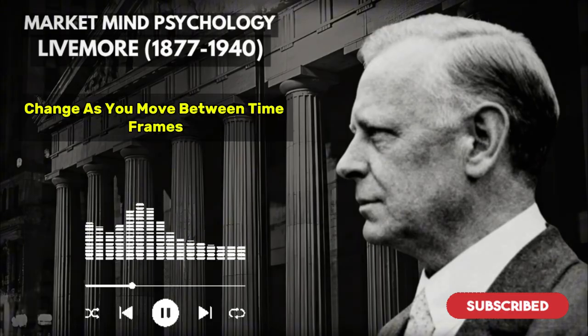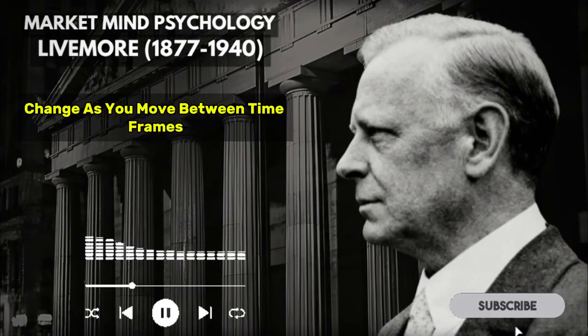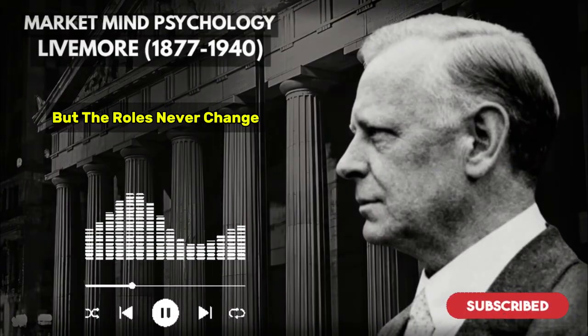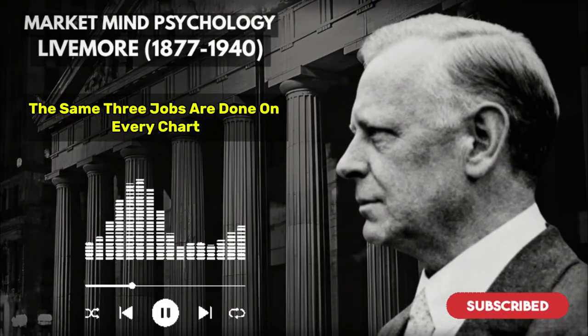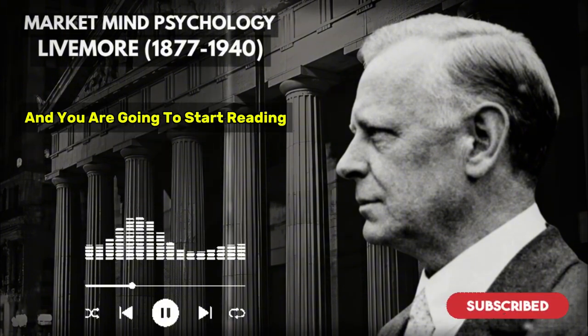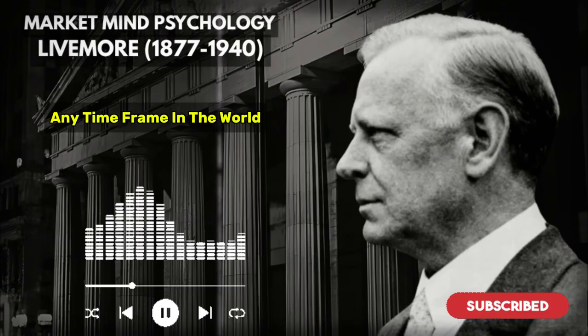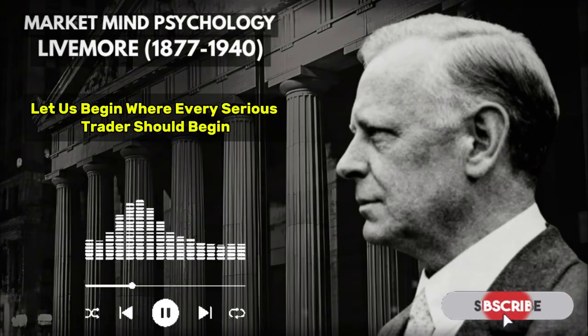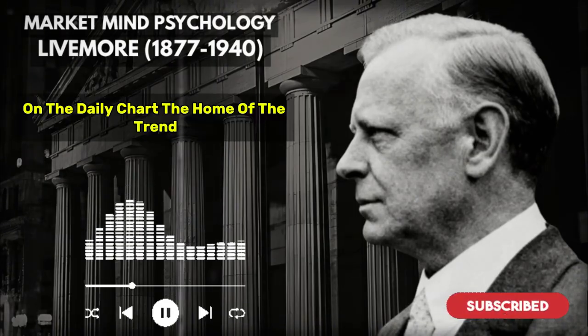The configurations change as you move between timeframes, but the roles never change. The same 3 jobs are done on every chart. Once you see that, you are going to stop memorizing numbers and you are going to start reading any time frame in the world. Let us begin where every serious trader should begin, on the daily chart, the home of the trend.